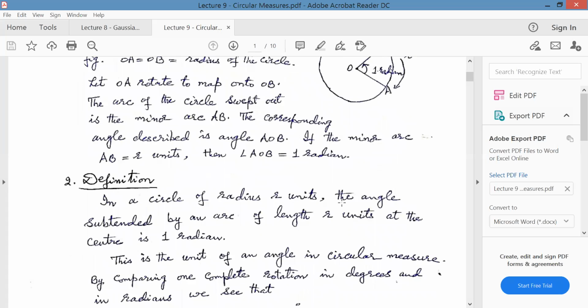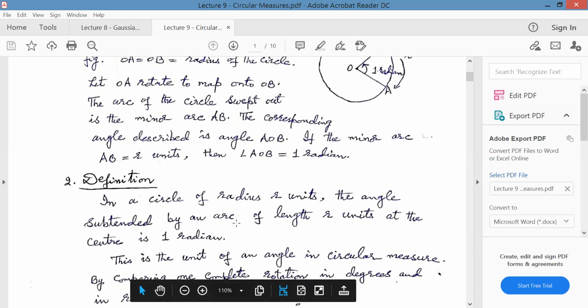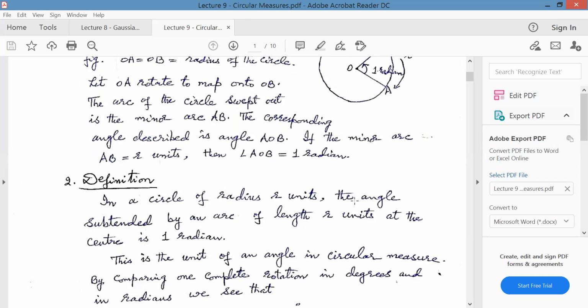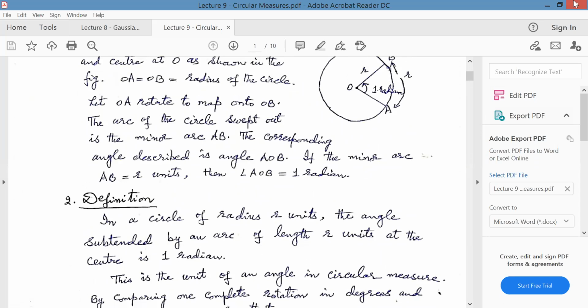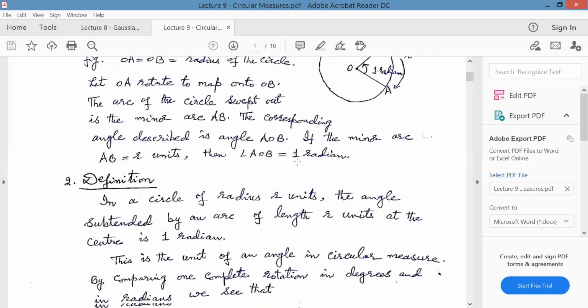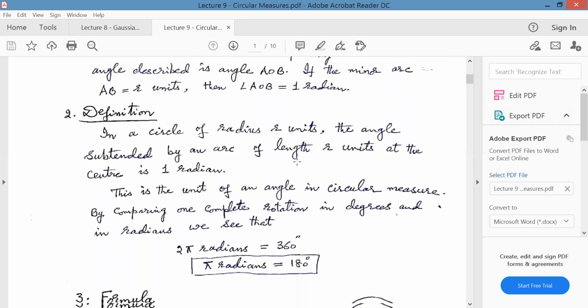Definition, you see: in a circle of radius r units, the angle subtended by an arc of length r units at the center is 1 radian. This is an arc, A to B, this curved line. Its length is r. So this arc, which is generating an angle at the center, gives 1 radian. This is the unit of an angle in circular measure.